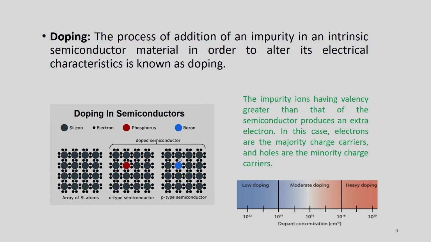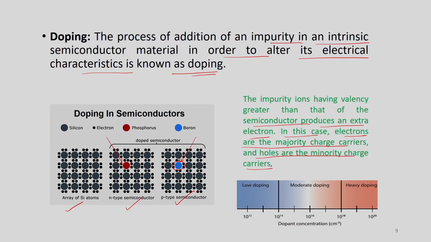So, doping, what is doping? The process of addition of impurity in an intrinsic semiconductor material in order to alter its electrical characteristics is known as doping, right. So, again we have shown here an area of silicon atoms, an n-type semiconductor and a p-type semiconductor, where in the p-type semiconductor boron is used as the impure atom, and here phosphorus is added as the impure atom. Okay. So, an impurity ion having valency greater than that of the semiconductor produces an extra electron. In this case, the electrons are the majority charge carriers and holes are the minority charge carriers.